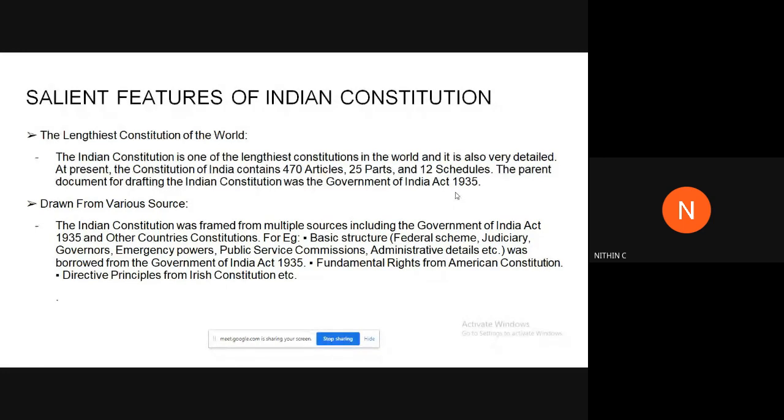Fundamental rights were taken from the American constitution. Directive principles were taken from the Irish constitution. Similarly, many other sources and many other features are there. These are some of the examples of how we drew the points from various sources.